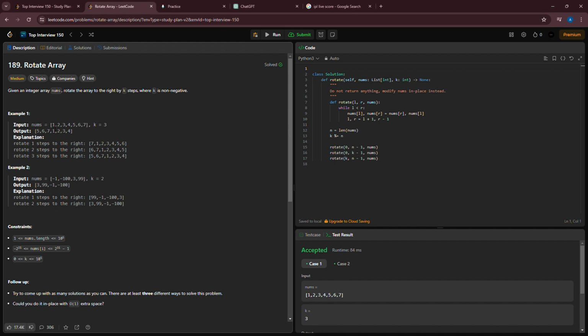7 is placed in place of 1, 1 is placed in place of 7, like that. 1 and 7 rotate, 2 and 6 rotate, 3 and 5 rotate, like that. After that, rotate 0 to k minus 1. So we have to rotate this element. For example, this element will be rotated.